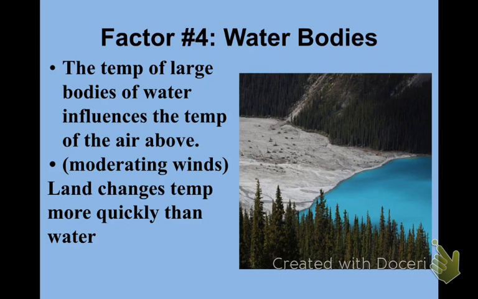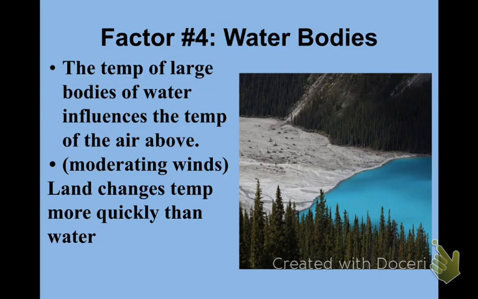So temperatures of a large body of water will influence the air above it. So if you live, say this temperature of the water here is warm, then the air above it is going to be warm, making this land warm. We call these moderating winds. So land will change quickly, and it'll get hot, it'll get cold very quickly. But if you're by that large body of water, then you're not going to get hot very fast, you're not going to get cold very fast. You stay more moderate or more consistent.